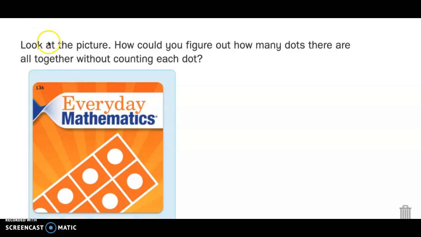This is today's math message, and it says, look at the picture. How could you figure out how many dots there are all together without counting each dot?